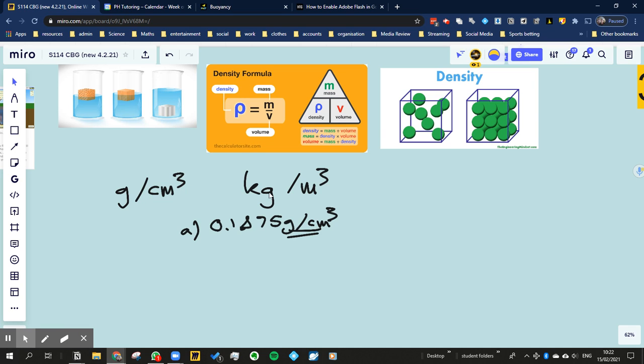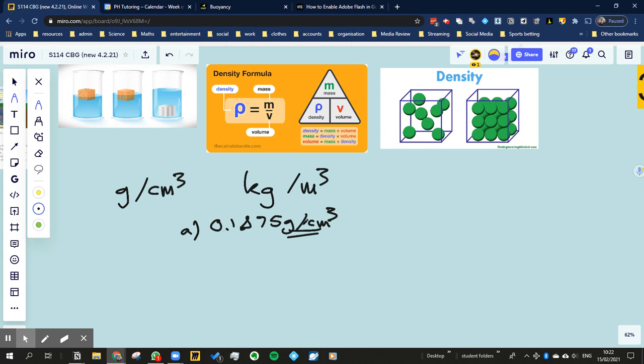Kilograms per centimeter cubed into kilograms per meter cubed. The first thing we want to understand is, what does this mean? I've got a number down here, 0.1875 grams per centimeter cubed. That means in every centimeter cubed, I'm going to have this many grams of mass. So at least in our heads, it's worth saying that in 1 centimeter cubed, I'm going to have that many grams of mass.